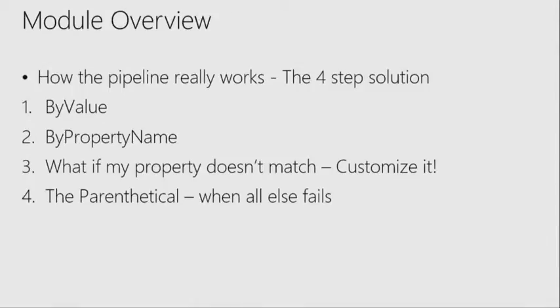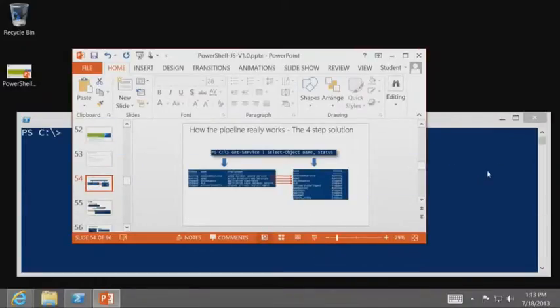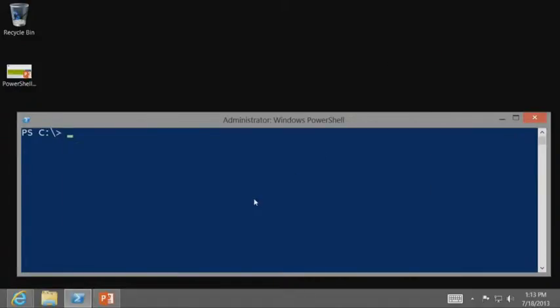We have a process of by value and by property name, and if those don't work, we have a last line of resort. So I'm just going to, first of all, point out that all of this is in the slides, but I'm not going to use the slides. So here we go. Let's get rid of the slides.